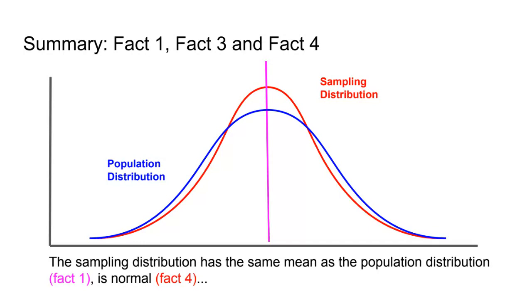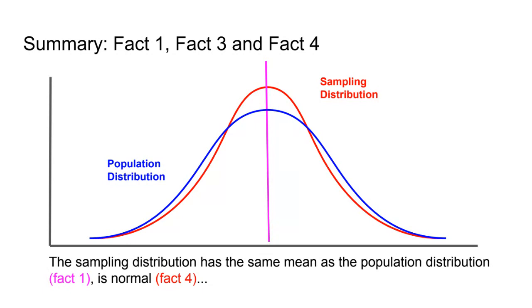Now, fact 4 tells us that since the population distribution is normal, the sampling distribution is also going to be normal. So that means the sampling distribution is going to be looking somewhat like the red line here. It will also have the peak where the purple line is, and it will also have this bell-shaped curve.